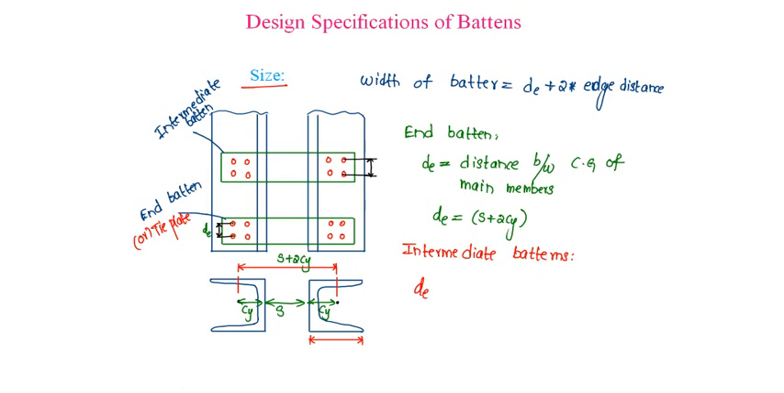whereas in intermediate battens the effective depth should not be more than 3/4 of the CG distance of main members, that is S plus 2 times CY, and should not be less than 2 times the width of one main member. Let us say this width is B, then it should not be less than 2B.